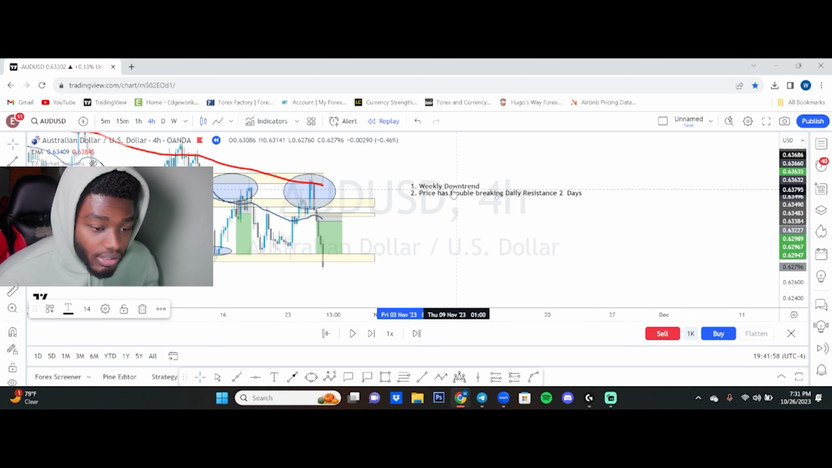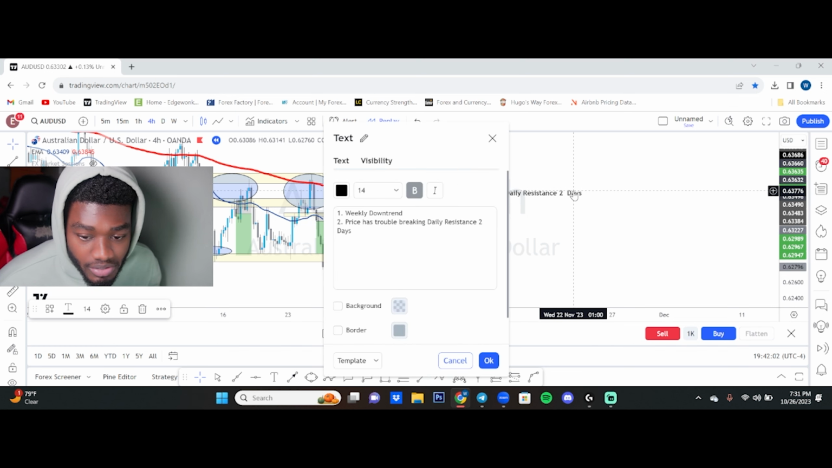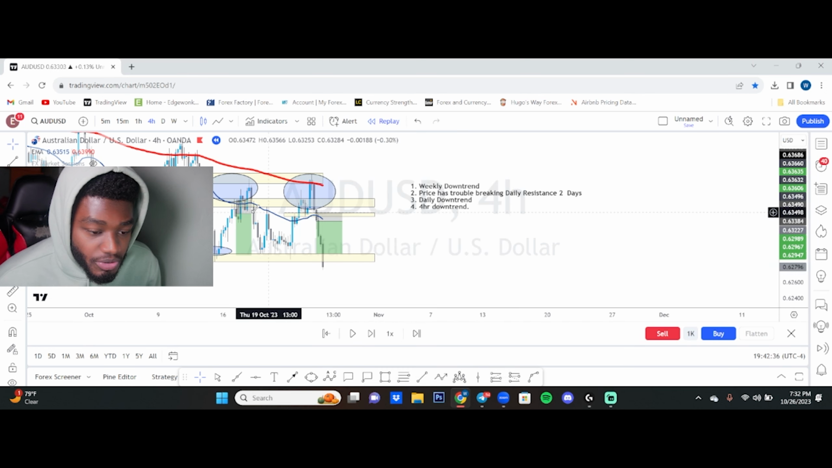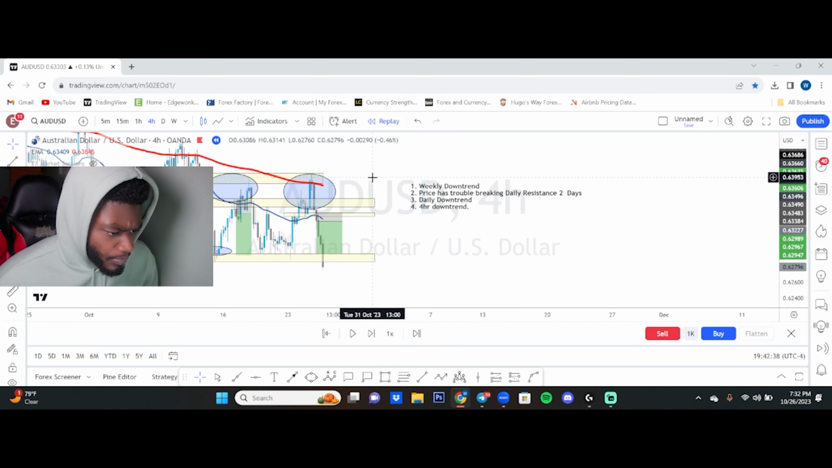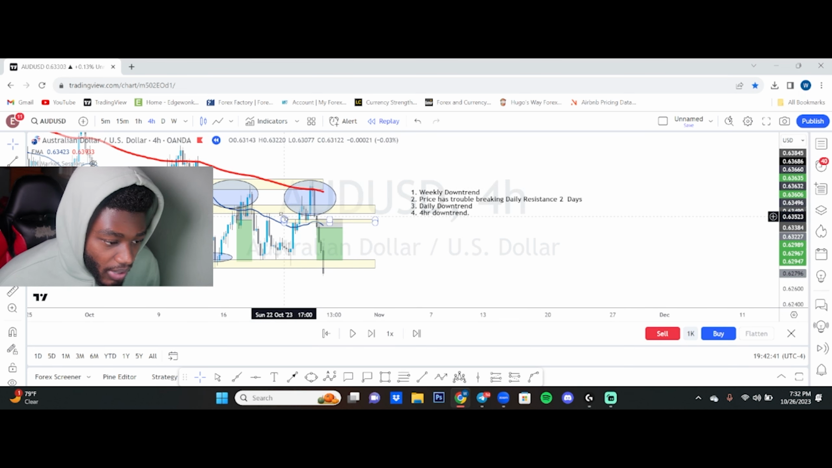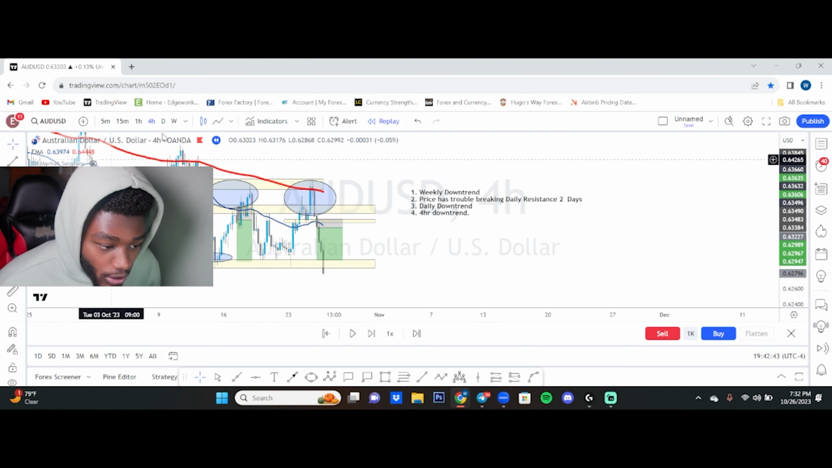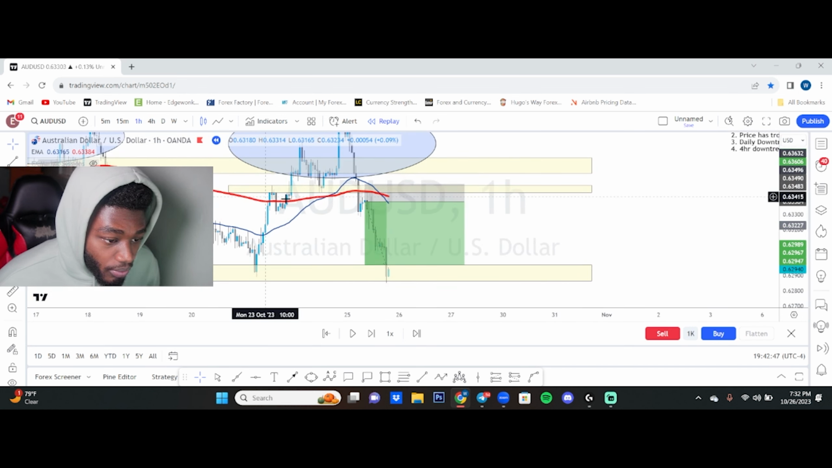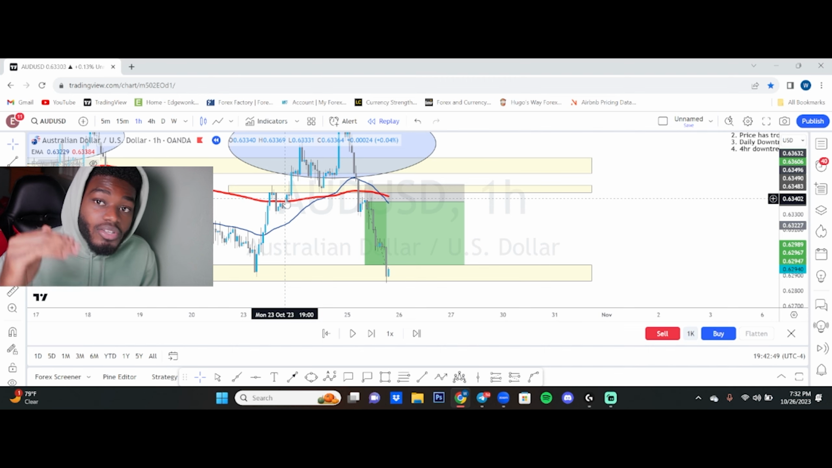Price is on a weekly downtrend. Price has had trouble breaking past this daily resistance 2 days in a row. We also have a daily downtrend and a 4-hour downtrend. Once price wicked past this level right here, and broke structure at this smaller key level, I waited for a retest on 1 hour. So I sniped down to a lower time frame. I started my bias on the higher, and I walked my way down to the 1 hour and got my entry on the 15.